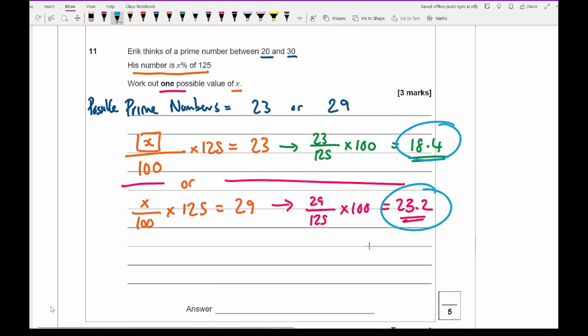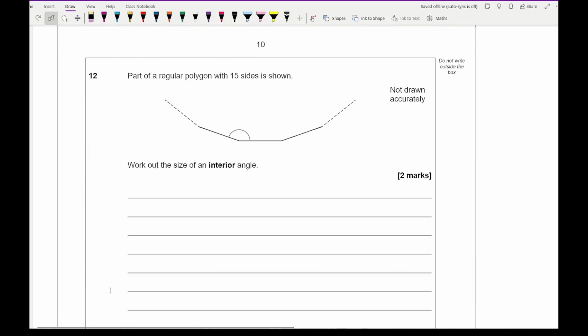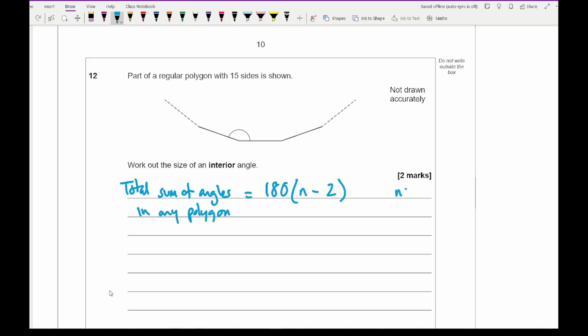Moving on to question 12, it says part of a regular polygon with 15 sides is shown. Work out the size of the interior angle. So for this, what we need to know is the total sum of angles in any polygon, and the formula is 180 multiplied by (n minus 2), where n is the number of sides. So using this formula, we get 180 multiplied by 15 minus 2, which is 13. And I work that out and I should have an answer of 2340 degrees.